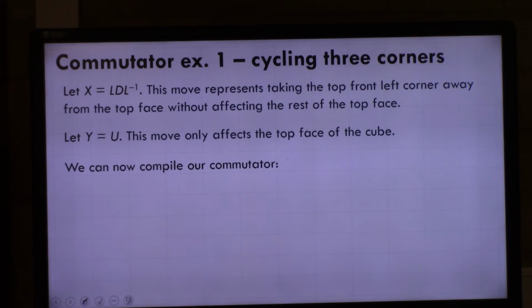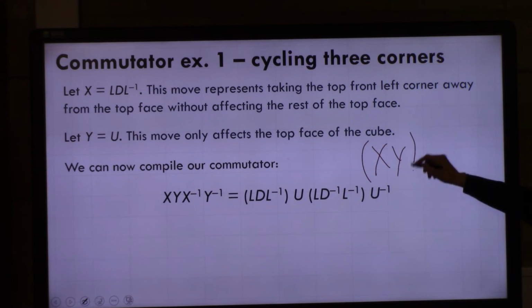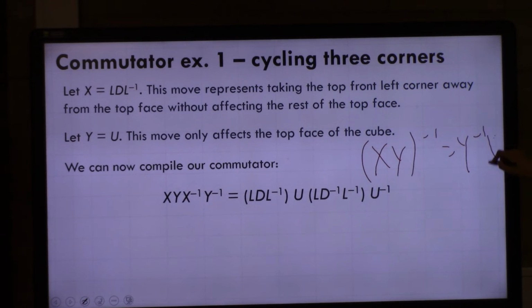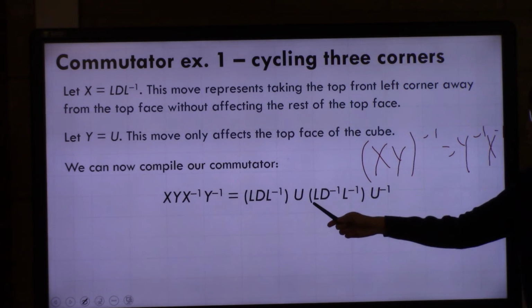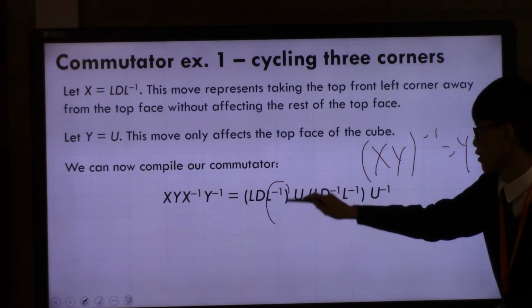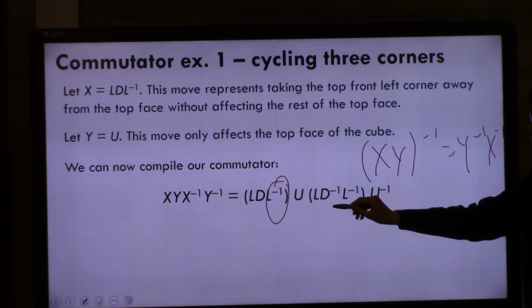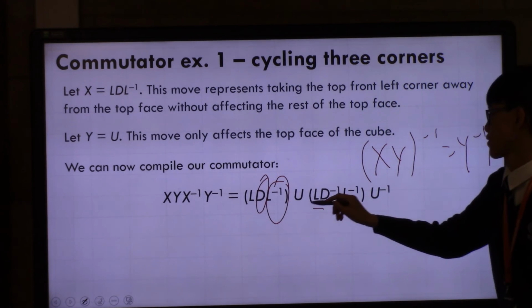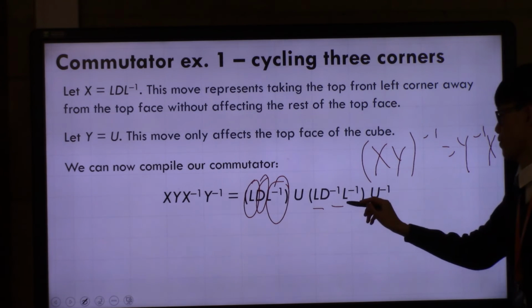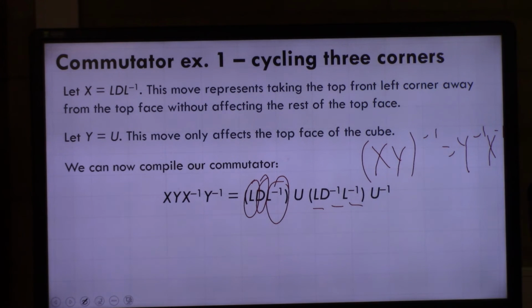So our commutator is x, y, x to the minus 1, y to the minus 1. And using our rule earlier that (x, y) to the minus 1 is equal to y to the minus 1, then x to the minus 1, we can see that the inverse of x is L to the minus 1, the inverse of L to the minus 1 is L, so that goes first. The inverse of D is D to the minus 1, and the inverse of L is L to the minus 1. And the inverse of y is obviously just D to the minus 1.